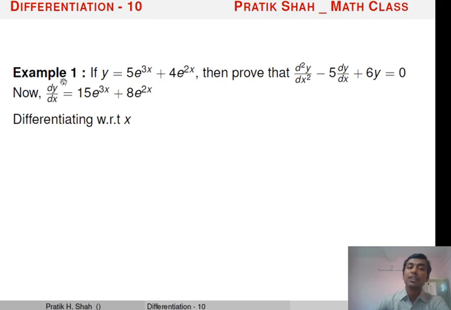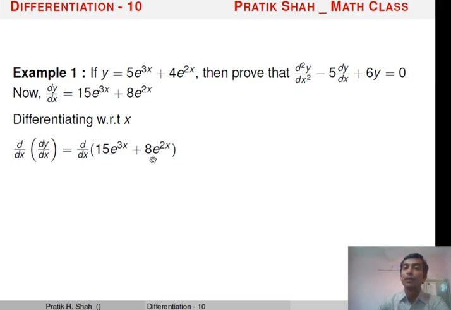So the differentiation of left hand side will be d by dx of dy by dx, and differentiation of right hand side, d by dx of 15 e raised to 3x plus 8 e raised to 2x. So this is nothing but d square y by dx square. And here we can separate the terms, 15 outside, d by dx of e raised to 3x, plus 8 outside, d by dx of e raised to 2x. To find out these derivatives, again we shall apply the chain rule.